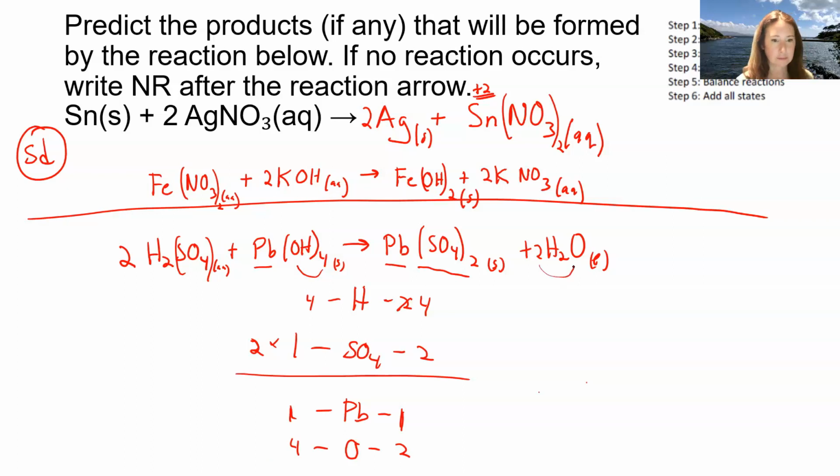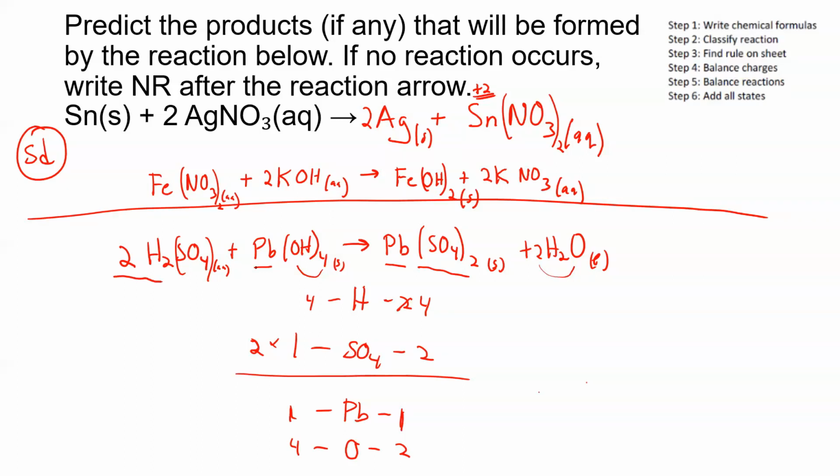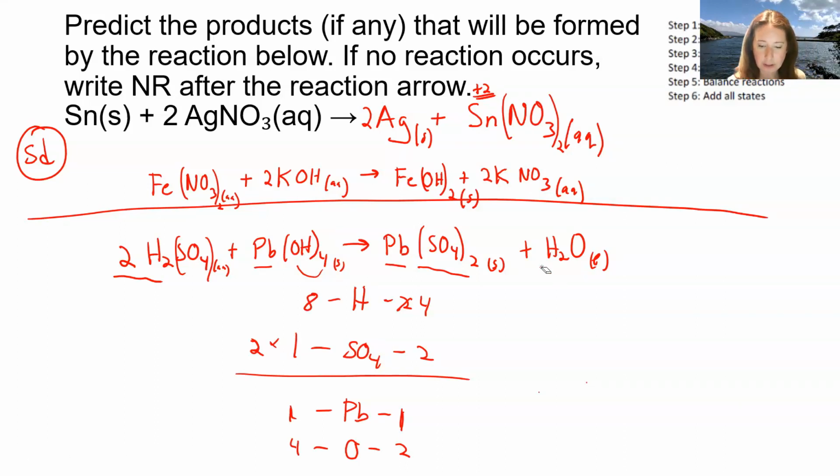Isn't it 8 H's? Am I reading that wrong? Where's our 8? You got 2 and the 2 H2s, and then you have the 4 on the OH. Yeah, missed that one. 8 H's. Yeah, so then that means we have to fix this one. 4 H's, eight. And then 4 O's. So this one's a little bit of trial and error. It's a difficult one to balance.